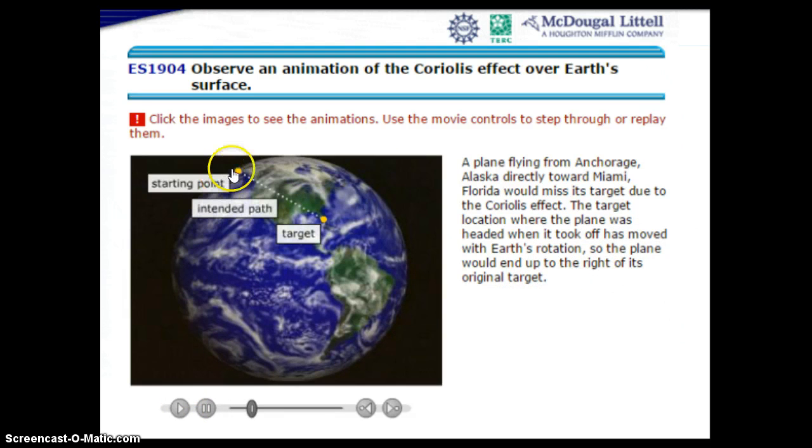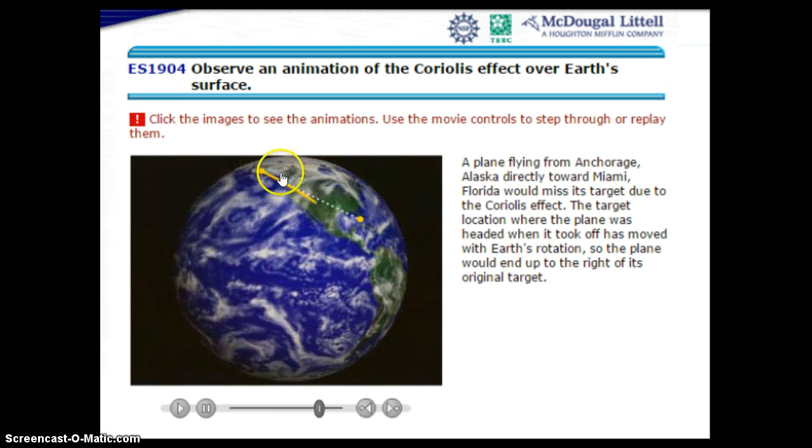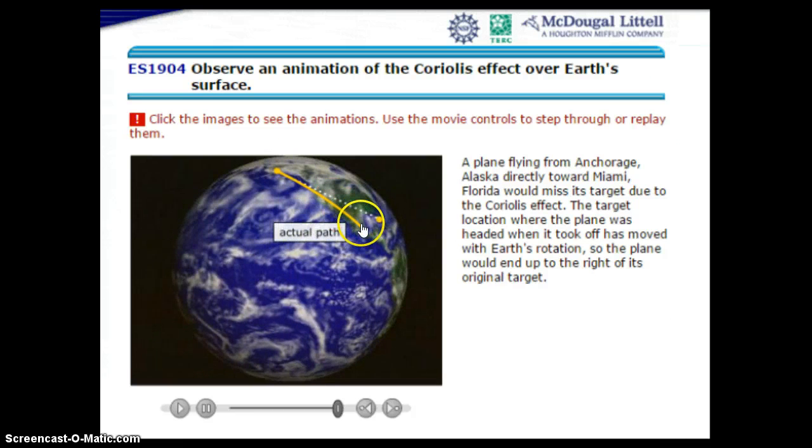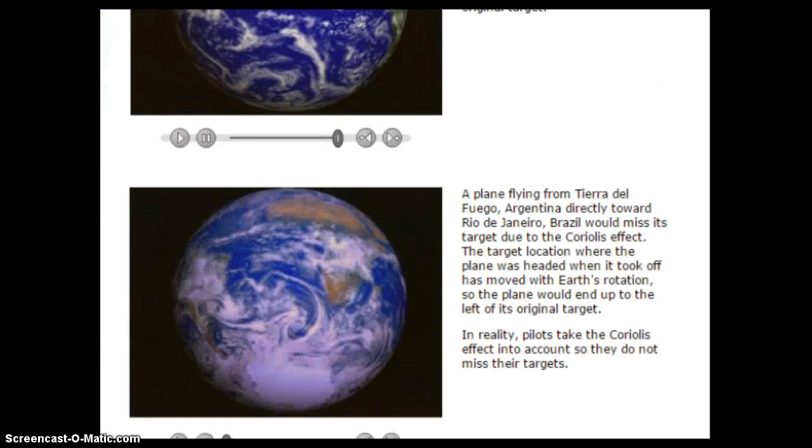Let's look at it one more time. If I start in Alaska and want to end in Miami, and the plane were to fly in a straight line, the Earth is moving out from under it. It's a moving platform, so the plane would be deflected to the right. In the southern hemisphere, it's the opposite direction. When I look at it from here, you'll see that it's going to be deflected to the left.